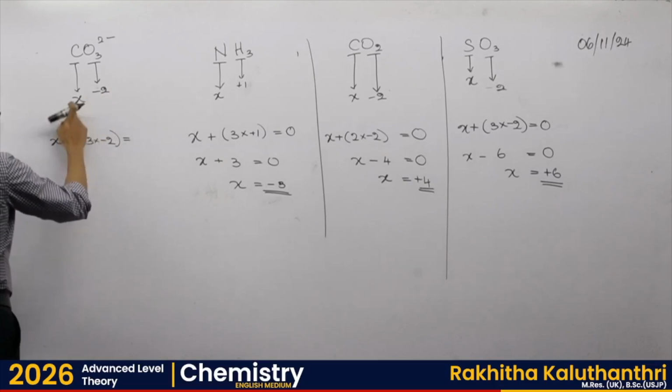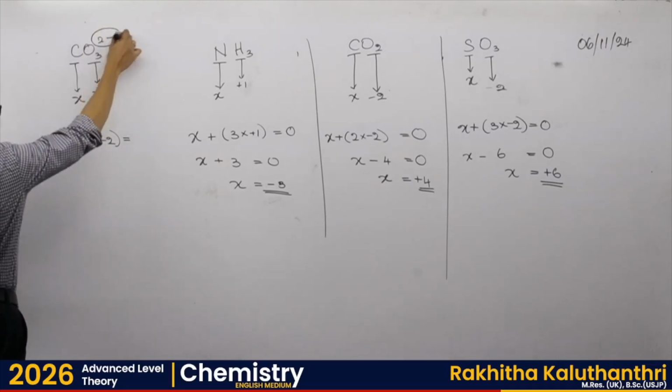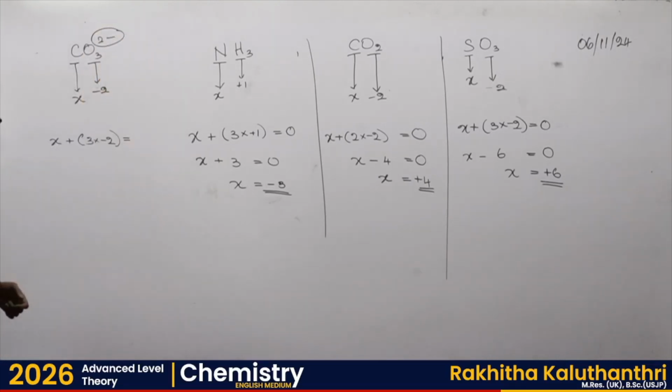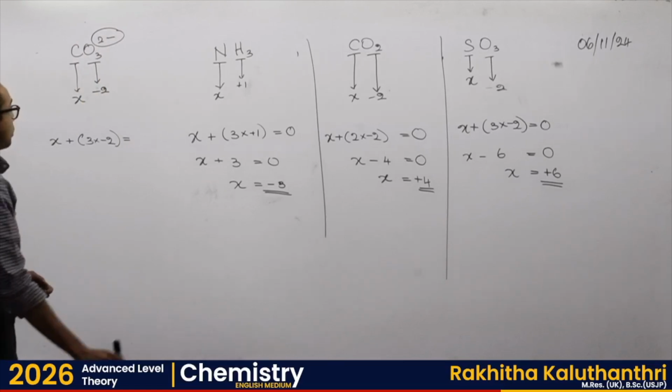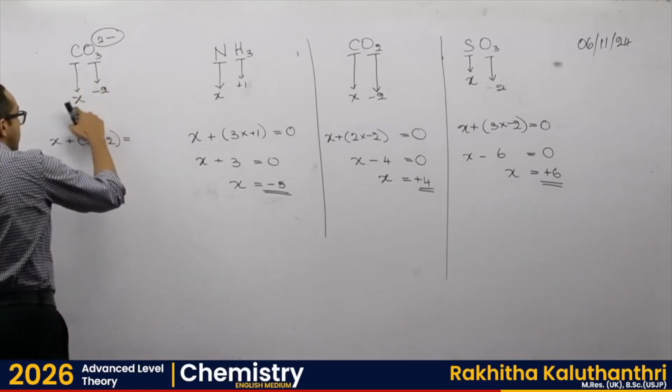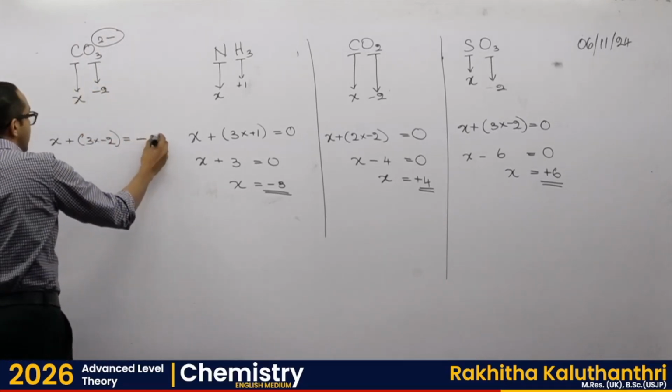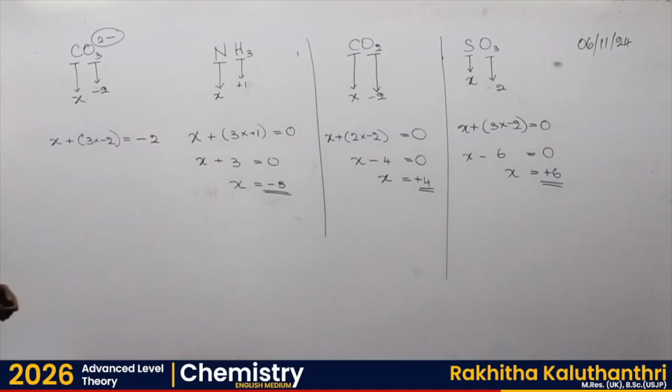oxidation numbers should be equal to the net charge of the ion. I gave you that in a sentence. Should be equal to the net charge of the ion. So the sum of them should be equal to -2, which is the net charge of the ion.